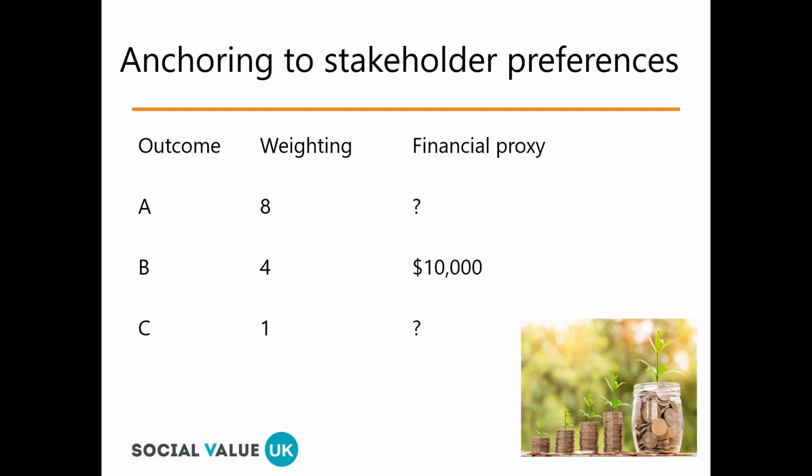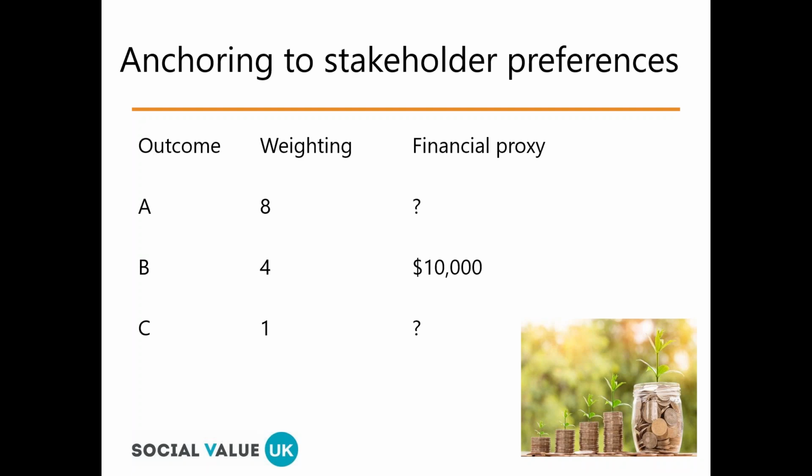So rather than talk about outcomes as being around a satisfactory job and depression, for example, we're just going to talk about outcomes A, B, and C. Initially, we've asked stakeholders, the people with experience of those changes, how important is outcome A, outcome B, and outcome C on a scale of 1 to 10. That is the weighting column, where we can see 8, 4, and 1.